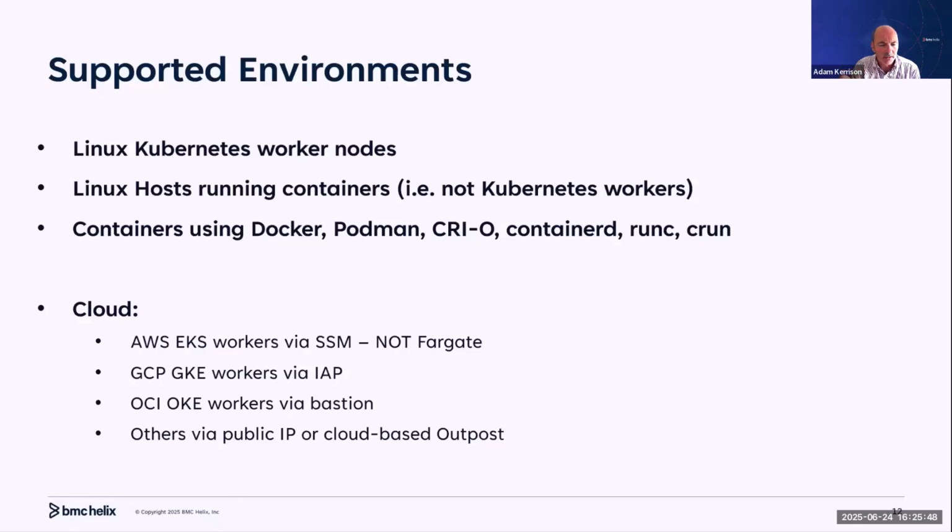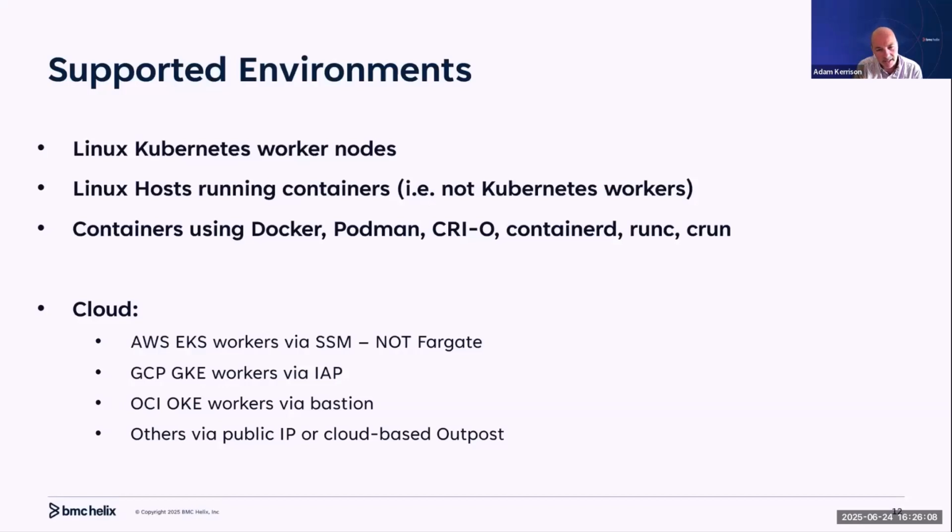possibly the earlier TKU. For other cloud providers, we can still get into the nodes, but they need either a public IP or need a cloud-based outpost. So for most of the major cloud providers, we can get into those worker nodes automatically, as well as Kubernetes. So you get both sides of the picture that you need to build the right model.